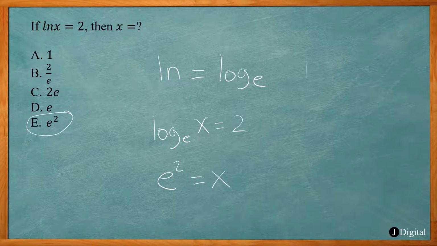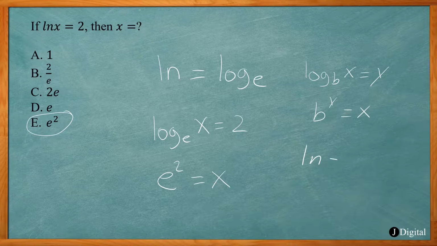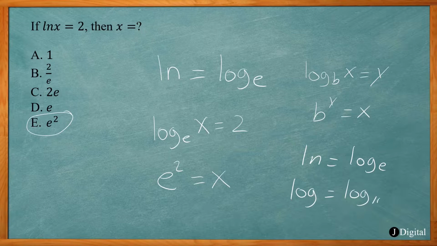Okay, so what I used here is logarithmic form, log base b of x is equal to y. And you need to change it to exponential form, which is b to the y power equals x. And remember, natural log is equal to log base e. And normally when you just see log, that's really log base 10. Okay, so base 10 is so common, if you just see log, it's defaulted to log base 10.